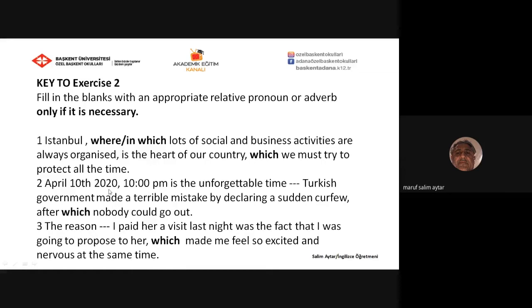April 10th, 2020, 10 p.m. is the unforgettable time. Turkish government made a terrible mistake by declaring a sudden curfew, after which nobody could go out. It is a must that you have to use "which" here. Well, you don't have to use "why" or "when" here actually. But if you like, you can.